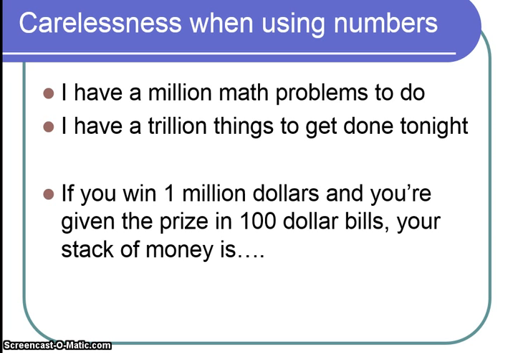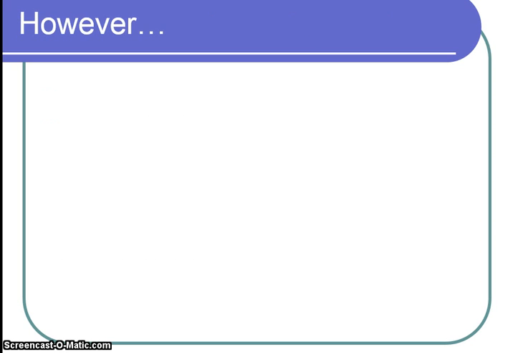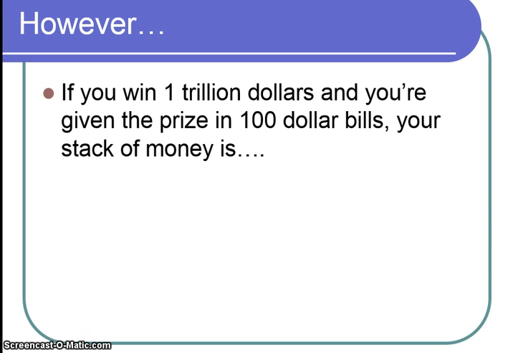If you win $1,000,000 and you're given the prize in $100 bills, your stack of money is 4 inches high. Not that much. However, if you win $1,000,000,000,000 and you're given the prize in $100 bills, your stack of money is going to be 67 miles. Quite a bit more than the other amount.